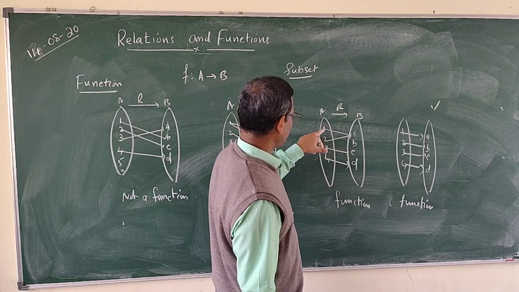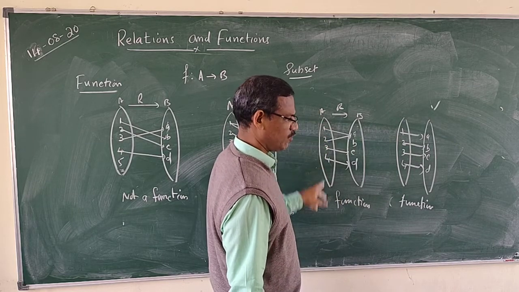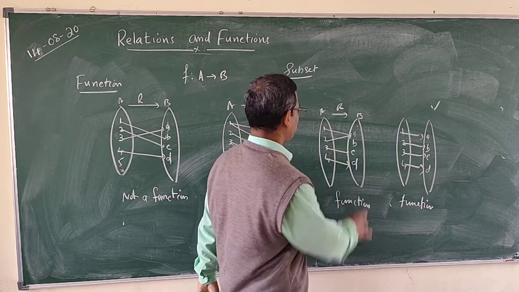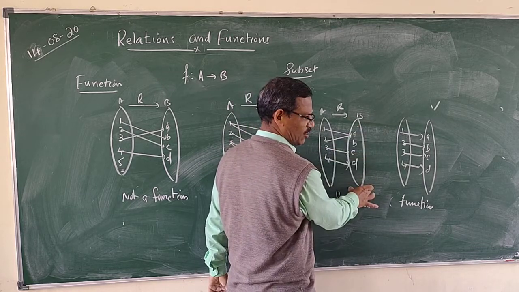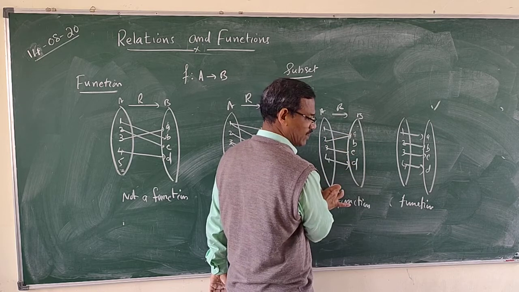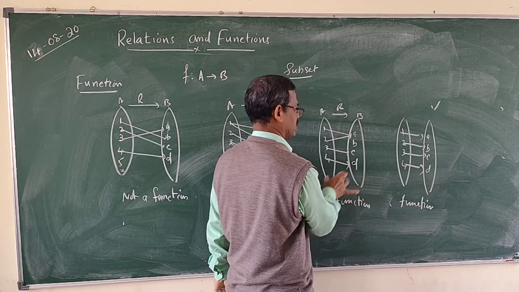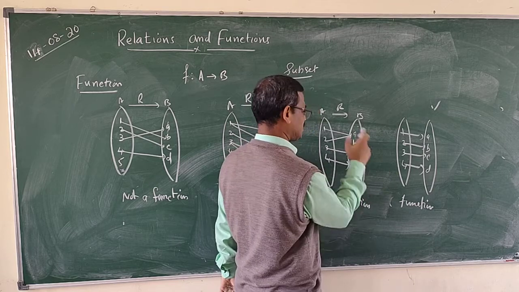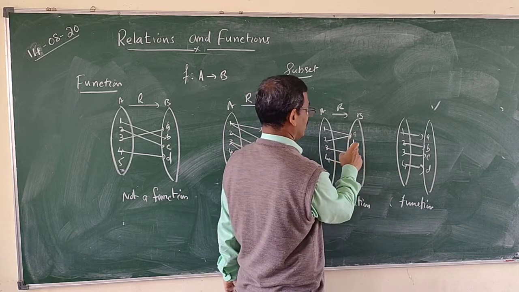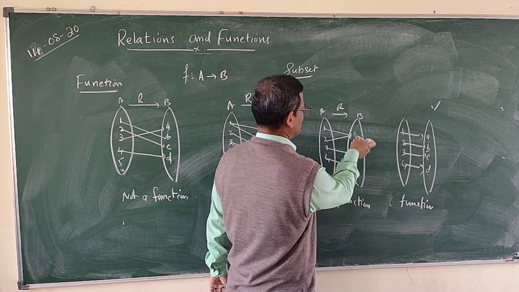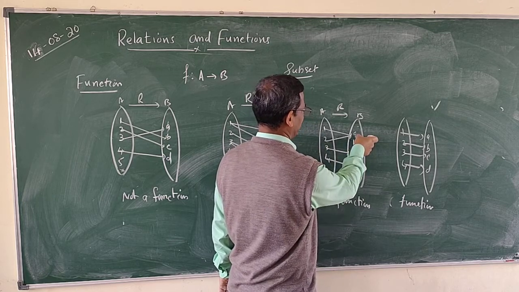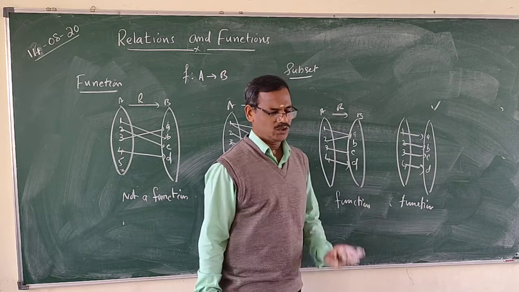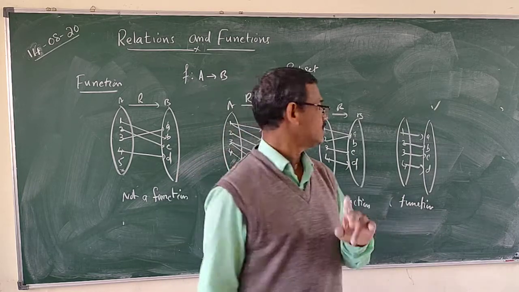Now for the function, what is the domain? The full first set will be the domain. And what is the codomain? The full second set is the codomain. In the case of a function, the full first set is the domain and the full second set is the codomain. What is the range? It is a subset of the codomain consisting of the elements which are connected. So A, C and D will come in the range.